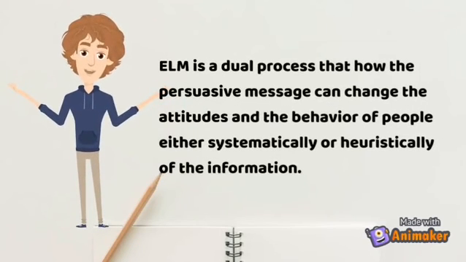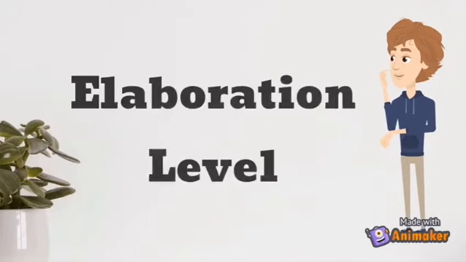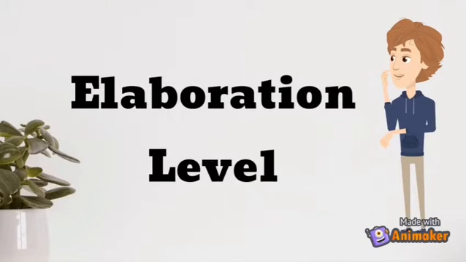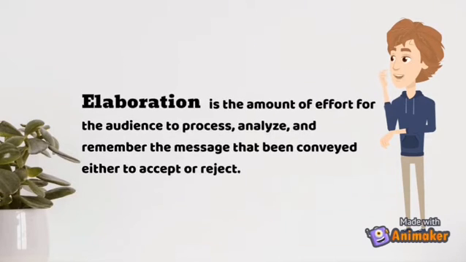ELM is a dual process model of how a persuasive message can change the attitudes and behavior of people, either systematically or heuristically, in processing the information. In ELM, the focus is on the elaboration level of the receivers when the persuaders convey the message to them. Elaboration is the amount of effort the audience puts into processing, analyzing, and remembering the message that has been conveyed, either to accept or reject it.